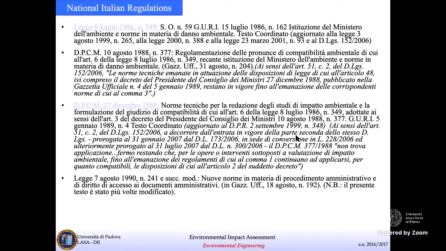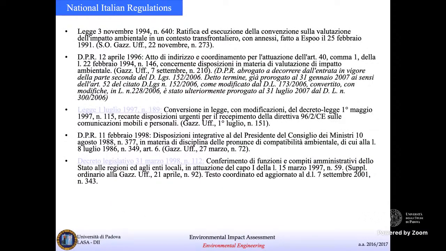Then we have new norms issued in 1990, again, we have a law in 1994, a law in 1996 that gives some address to the actualization of the requirements of the European directives. 1998, number 112.